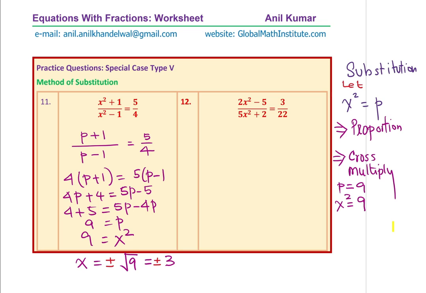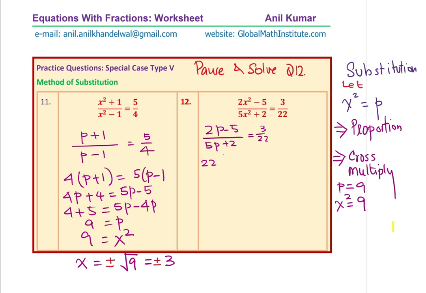Now, I would like you to pause and solve question 12. That will help you to gain confidence, correct? Here is my solution. We are substituting x squared as p. So we get (2p minus 5) over (5p plus 2) equals 3 over 22. Now we can cross multiply.